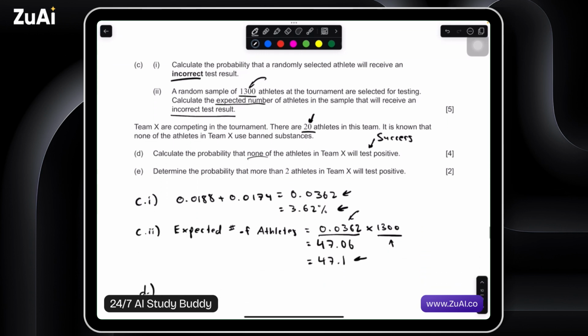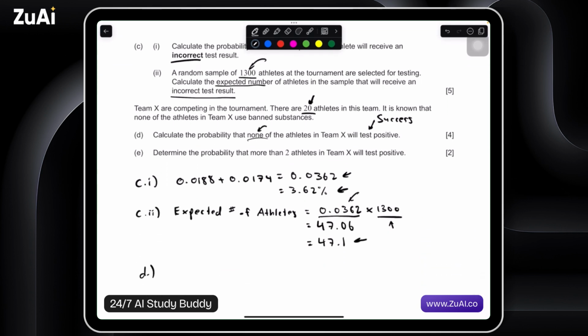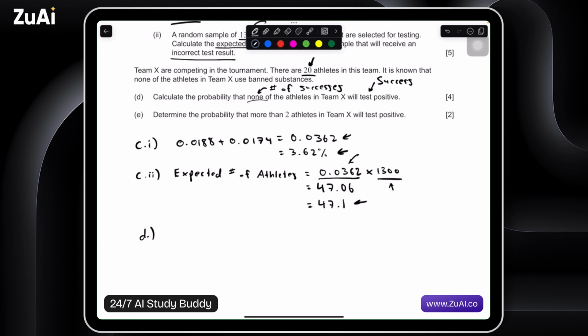So let's call test positive a success, and this is the number of successes. If we're dealing with a binomial, we have the number of trials, the number of successes, and we also have the probability of success. We're going to have to define our success. In this case, the number of trials is equal to 20. The number of successes: the probability that none of the athletes in Team X will test positive. We don't want any successes.